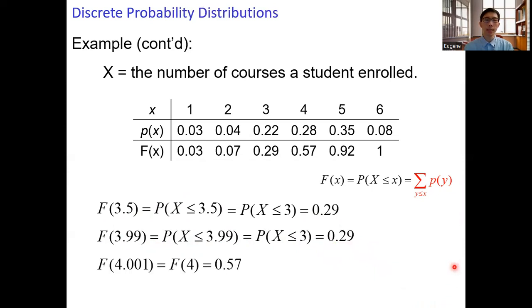How about the CDF evaluated at 4.001? The value is the same as the CDF at X equals 4, which is 0.57. And the CDF at X equals 5.2 is the same as the CDF evaluated at X equals 5, which is equal to 0.92.